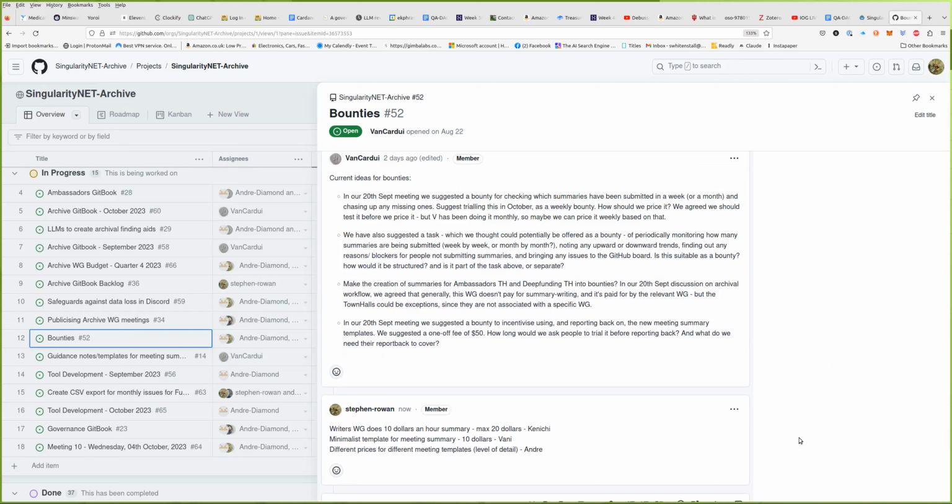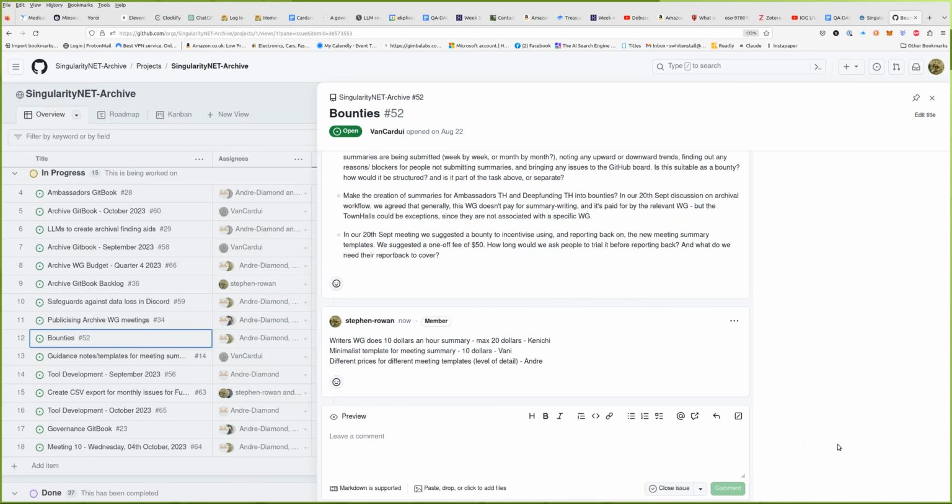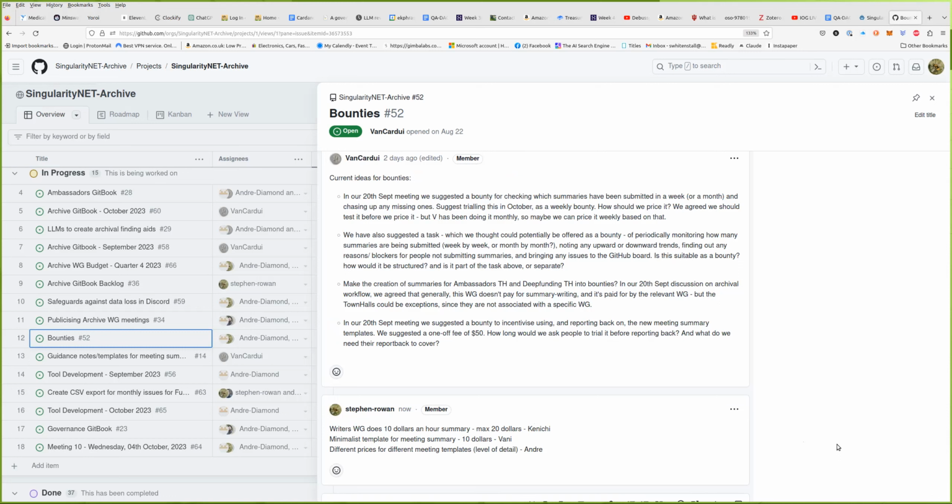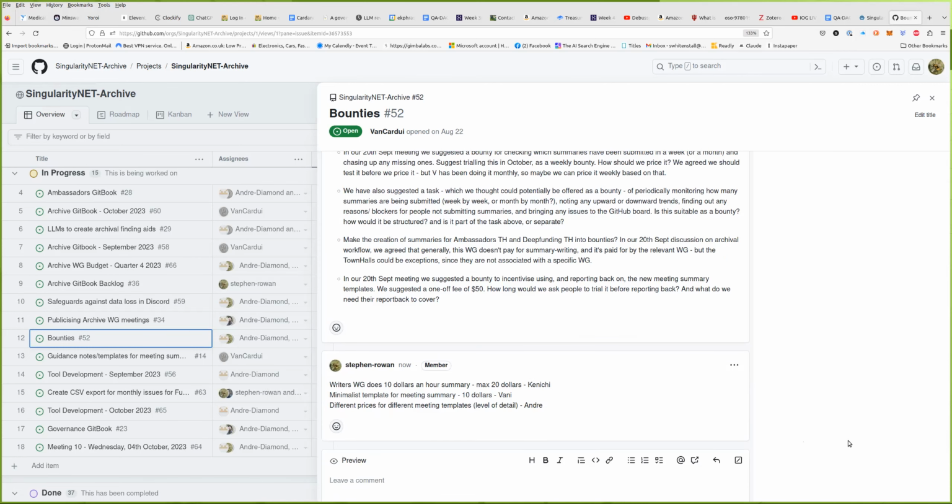So a bounty for the Ambassadors Town Hall and Deep Funding Town Hall, you mean? Well, any of the ones that I've listed. Yeah, I think any of us can submit a bounty. Is that right? I'm not sure. Maybe we should share, like, I can take responsibility for one of those bounties. You know, like we share them.